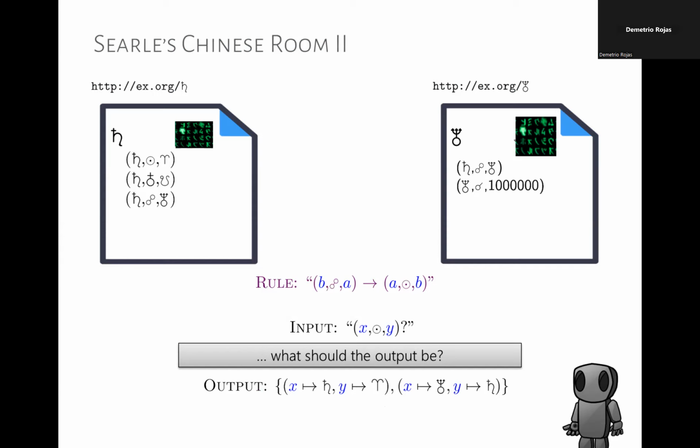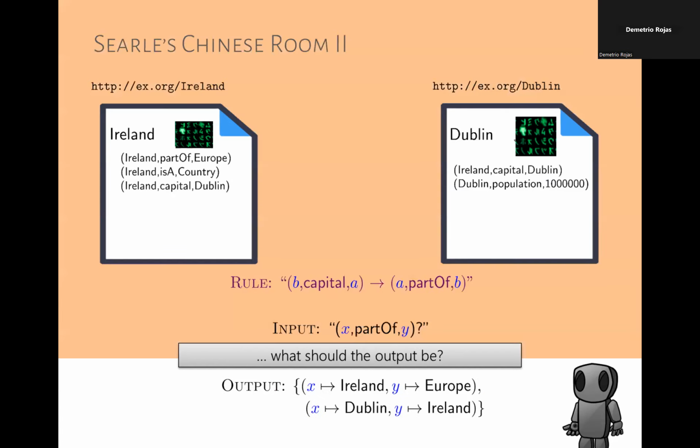So what are we doing really? That allows us to get an extra result. What we're saying is that if B has capital A, then A is part of B. This is the rule we're applying. So we state this once, and now we can use this rule across the web, if we trust this rule.